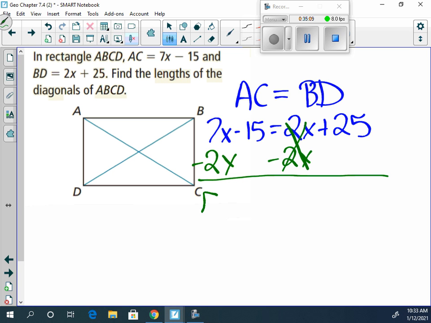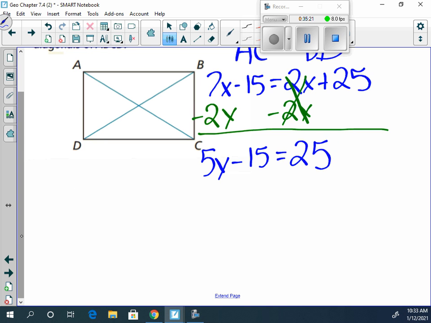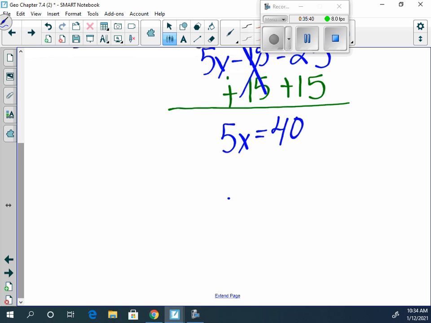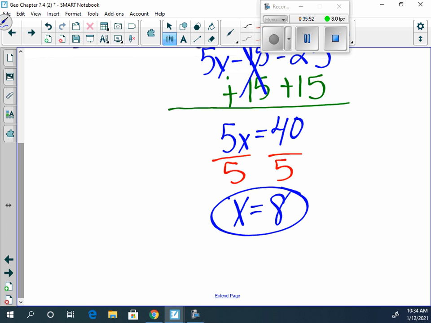Okay. Now we'll have to add 15 to both sides, because negative 15 plus 15 will cancel, telling me that 5x is equal to 40. And last but not least, we would divide both sides by 5. And we would get that x is equal to 8, yes?